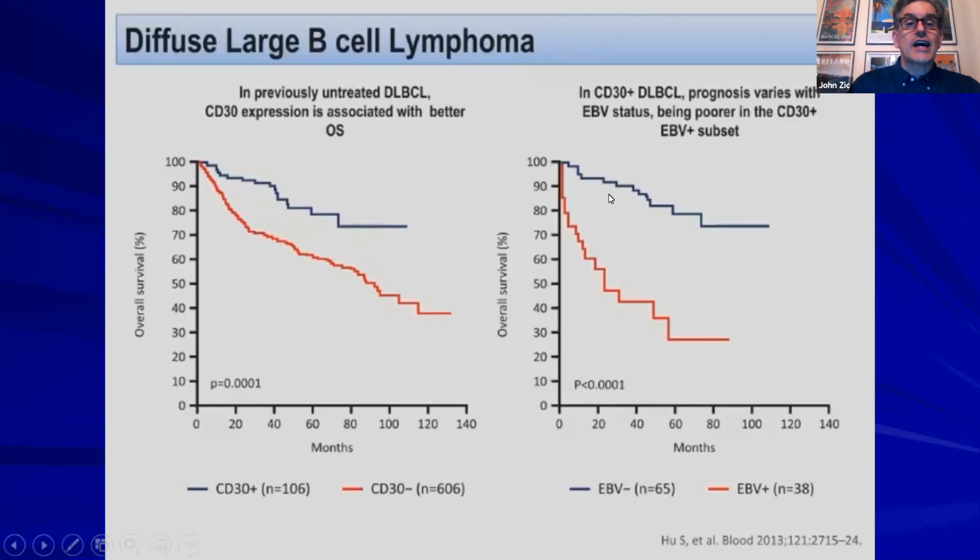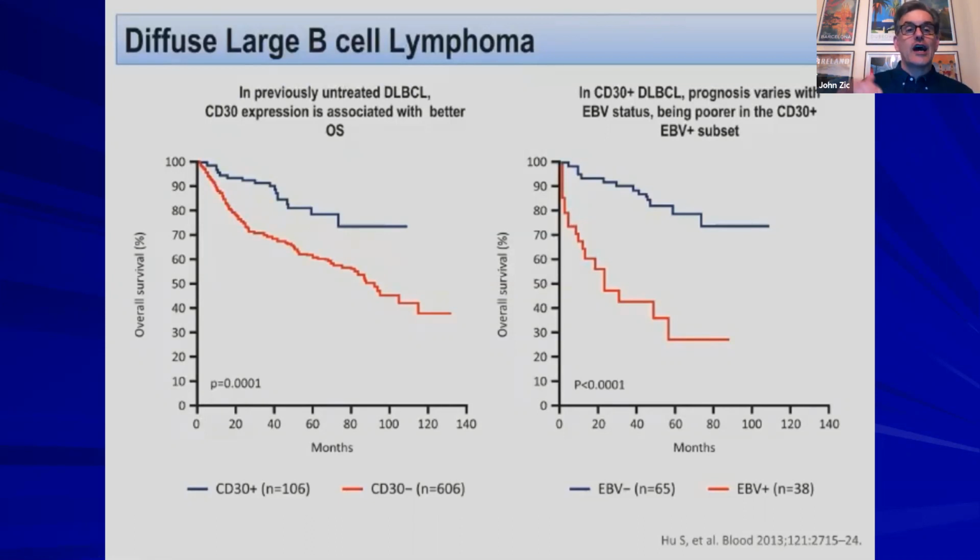It's basically showing that if you have what's called a diffuse large B-cell lymphoma and you express something called CD30 on the surface, you live longer than if you don't have it. However, if we look at patients who have this CD30 expression, those that have Epstein-Barr virus also detected in the skin sample or lymph node sample do worse than those that don't.